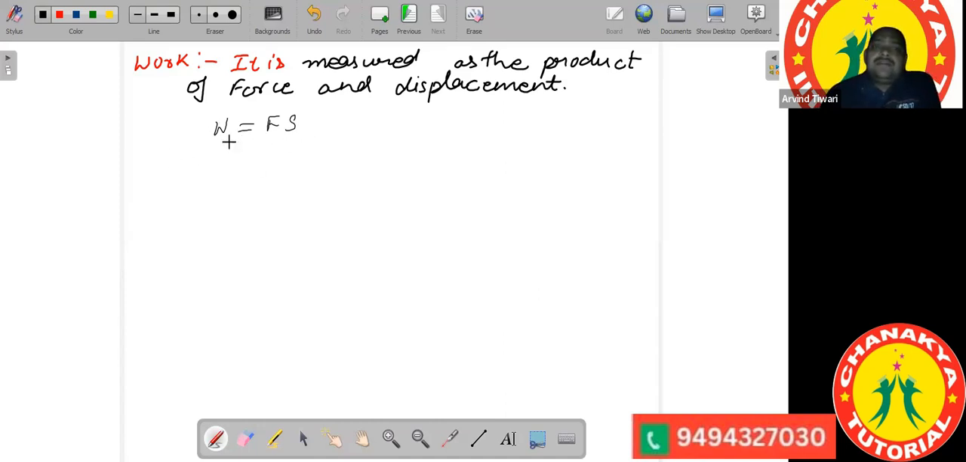It is a scalar quantity. It's not a vector quantity. So scalar quantities do not have any direction. Hence, the work done does not have a direction. It does not have any direction as in north, south, east, west, whatever. So we are just concerned with the amount of work. How much of the work is there? There is no direction of the work.